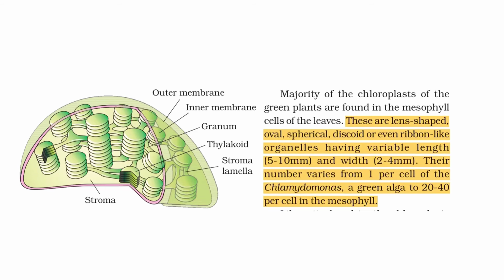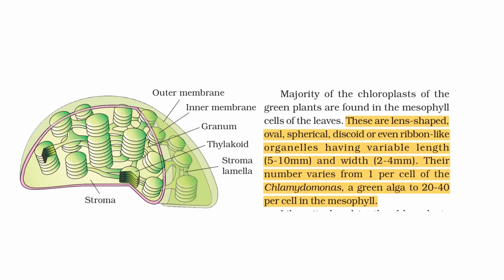If we talk about the structure, they are lens shaped, they may be oval, spherical, discoid or even ribbon like, means flat. They have variable lengths like 5 to 10 millimeter, and width may vary from 2 to 4 millimeter. Even their number varies from cell to cell. Sometimes only one is present, like in Chlamydomonas, a green alga, and sometimes 20 to 40 per cell, like in the most advanced angiospermic plants, in the mesophyll cells of their leaves.